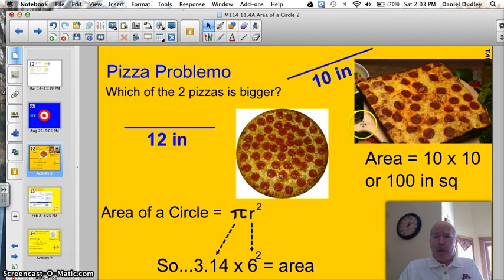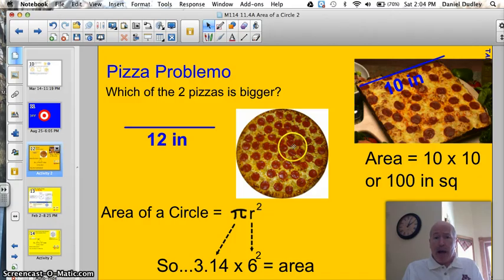Let's start off with the square pizza over here. We know that a square, if it's 10 inches across this direction, it'll also be 10 inches across this direction too. So I've got four sides at 10. If I multiply the two sides, 10 times 10, my area is going to be 100 square inches. So I've got 100 square inches of pizza in the square pizza. But how do I find out the area of the circle?